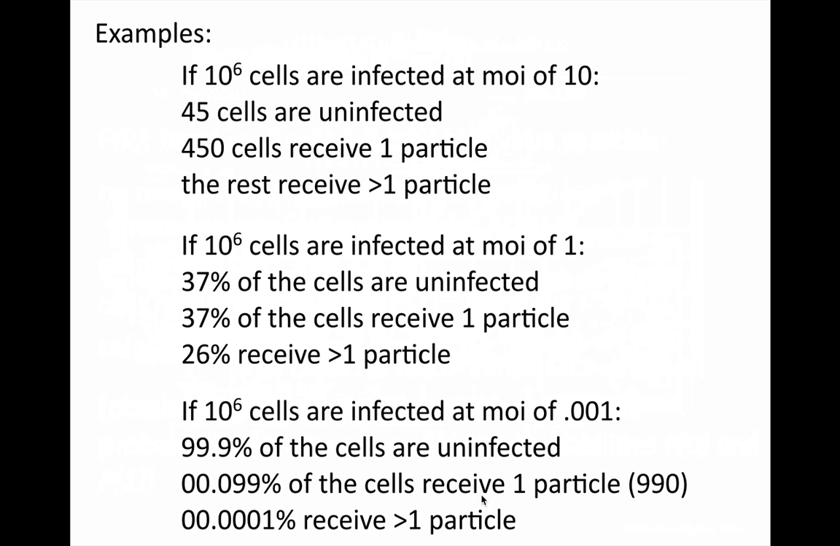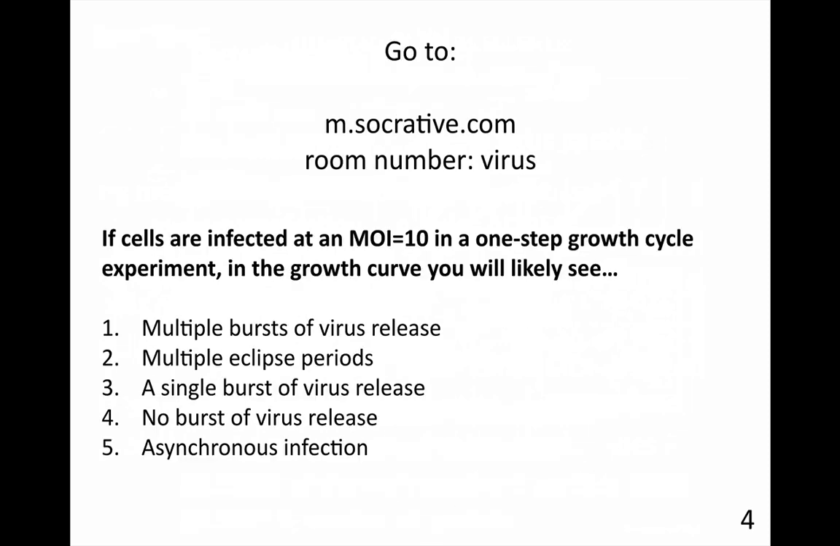It's not zero, but it's low, and you can do multi-step growth curves at an MOI of 0.001. So let's see if this all makes sense to you. Here's the question. If cells are infected at an MOI of 10, in the growth curve, what will you see? So we're doing a one-step growth curve. We're using an MOI of 10. What's the curve going to look like?